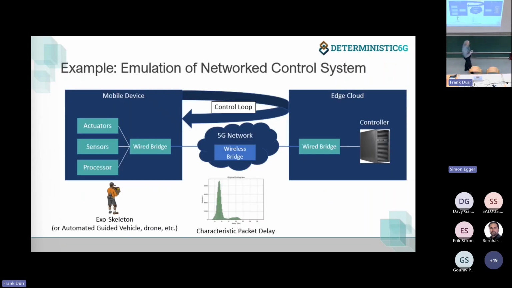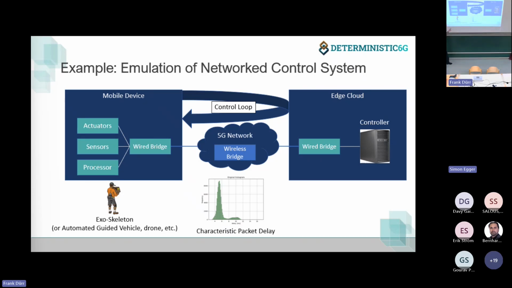If you look at that in a little example, here on the left-hand side we have a mobile device. On the mobile device we have actuators, sensors, and processors. We have a wired bridge which connects to a wireless bridge. This is our wireless TSN bridge now. We want to see what the effects are if you bring that in. And on the right-hand side we have an edge cloud. In the edge cloud, there runs an application like a controller. I want to say this is like a network control system now.